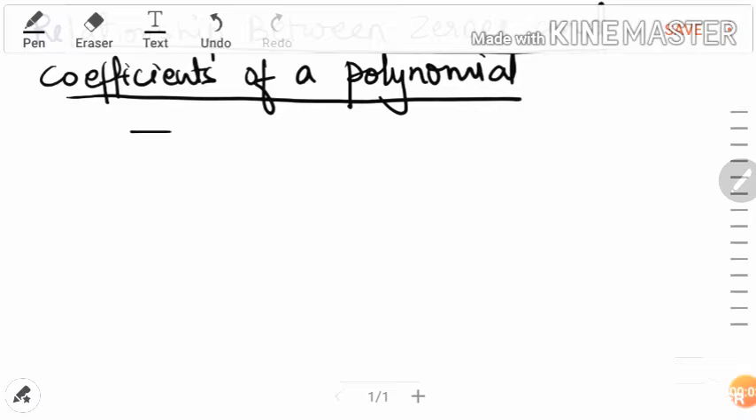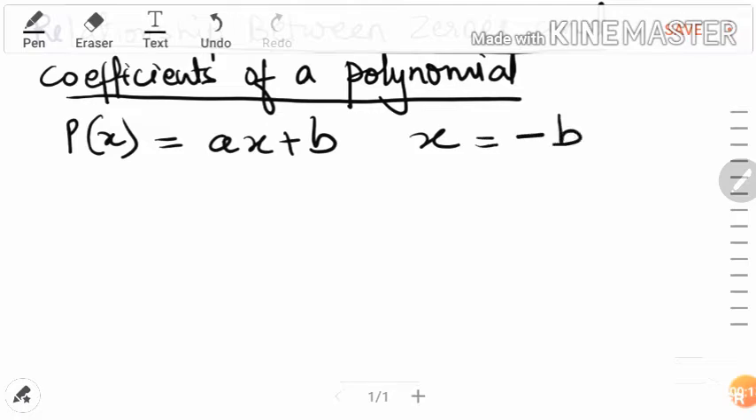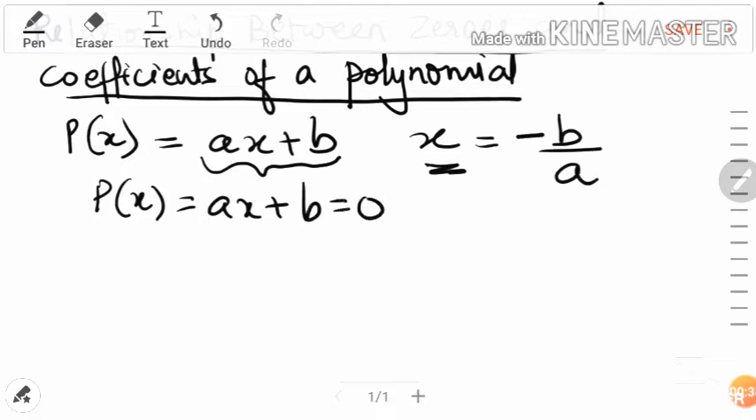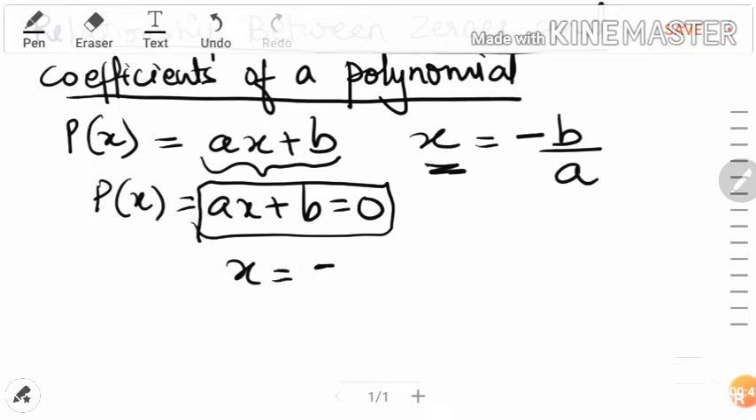In our previous video class, we have seen that the zero of a linear polynomial p of x equal to ax plus b is minus b upon a. Remember, to find the zero, we equate the polynomial to 0 because the zero is that value of x which when substituted in the polynomial becomes 0. So when we equate this polynomial p of x equal to ax plus b equal to 0, we get this equation, which on solving gives us its zero, minus b upon a.